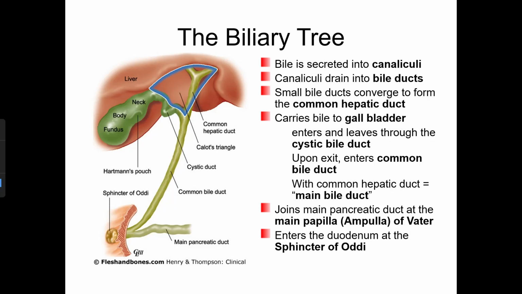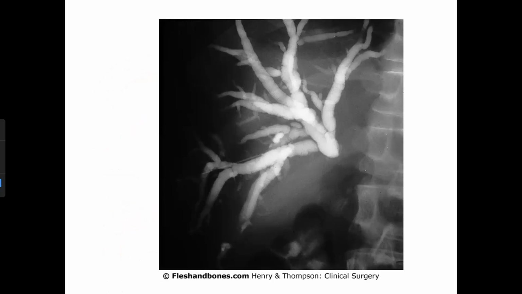Small bile ducts converge to form the common hepatic duct. It carries bile to the gallbladder, entering and leaving through the cystic bile duct. Upon exit, it enters into the common bile duct, with common hepatic duct equals main bile duct. It joins the main pancreatic duct at the major papilla or ampulla of Vater and enters the duodenum at the sphincter of Oddi. And here is diagnostic imaging of that.